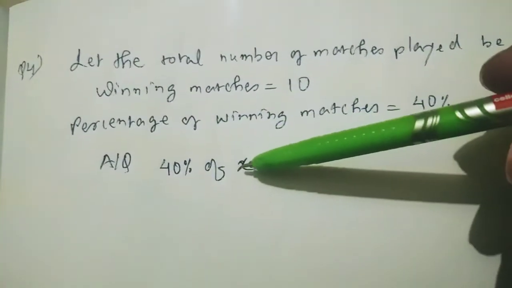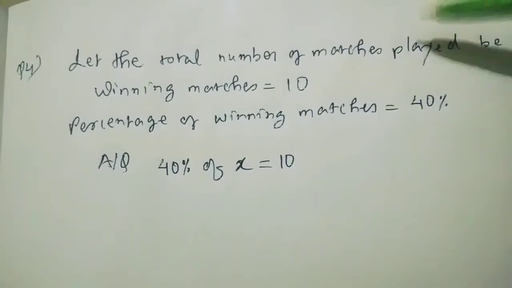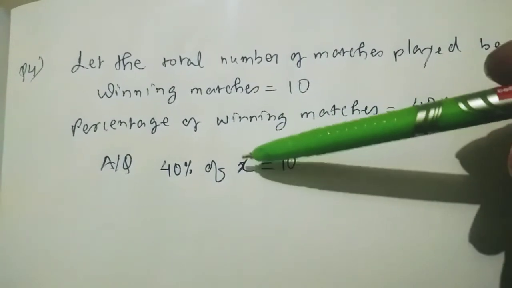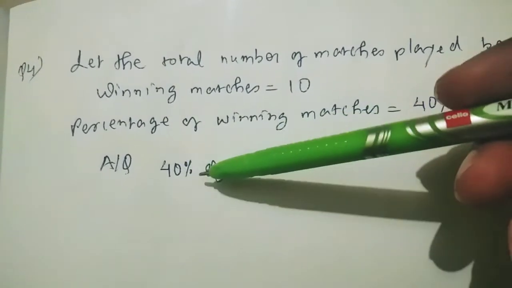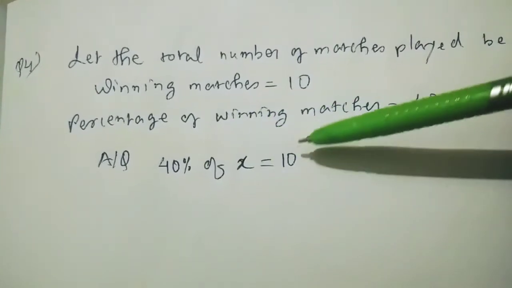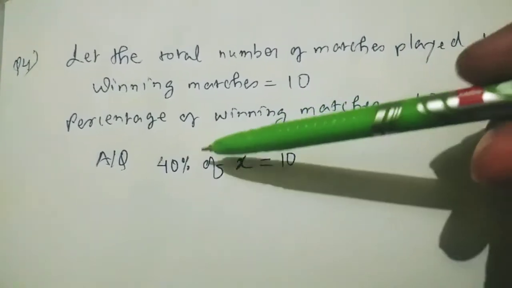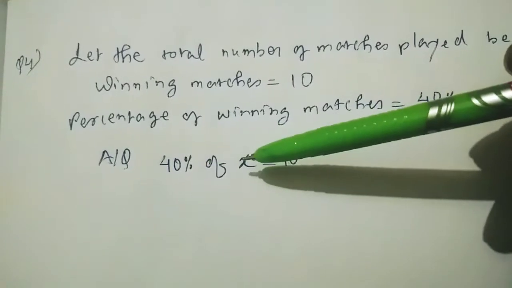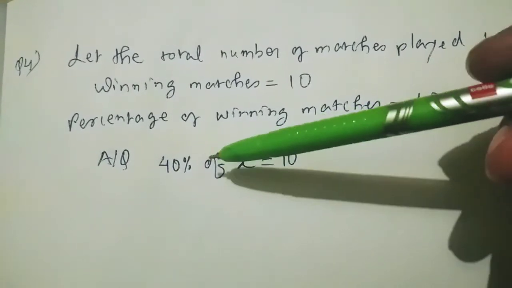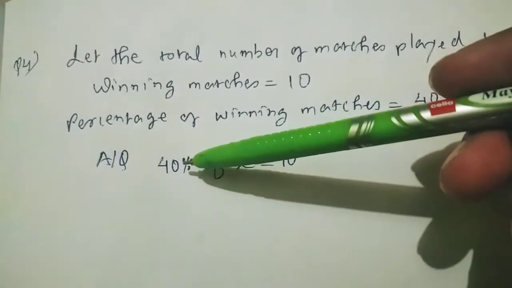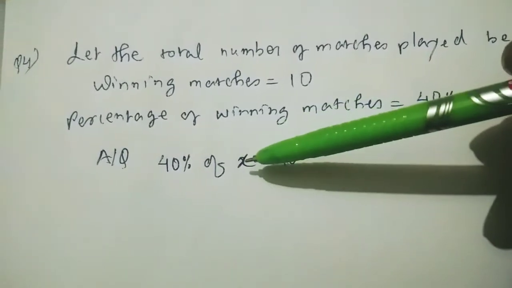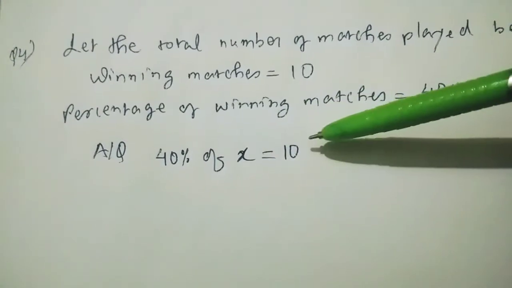Out of x matches, x is the total. Out of total matches x, they won 40%. And what is the number of winning matches? 10. That's why you have to balance the equation on both sides. So they have won 40% of x. 40% of total matches x equals 10 matches.